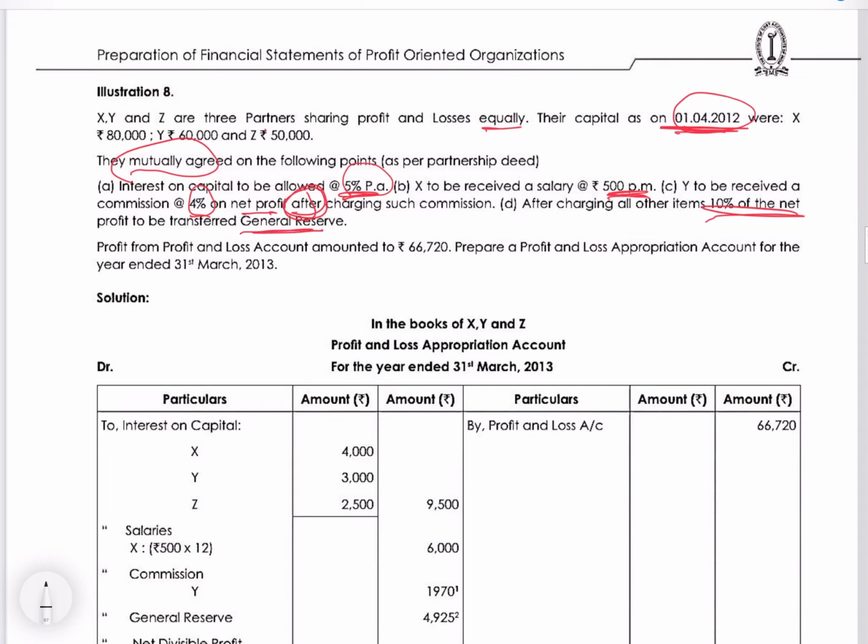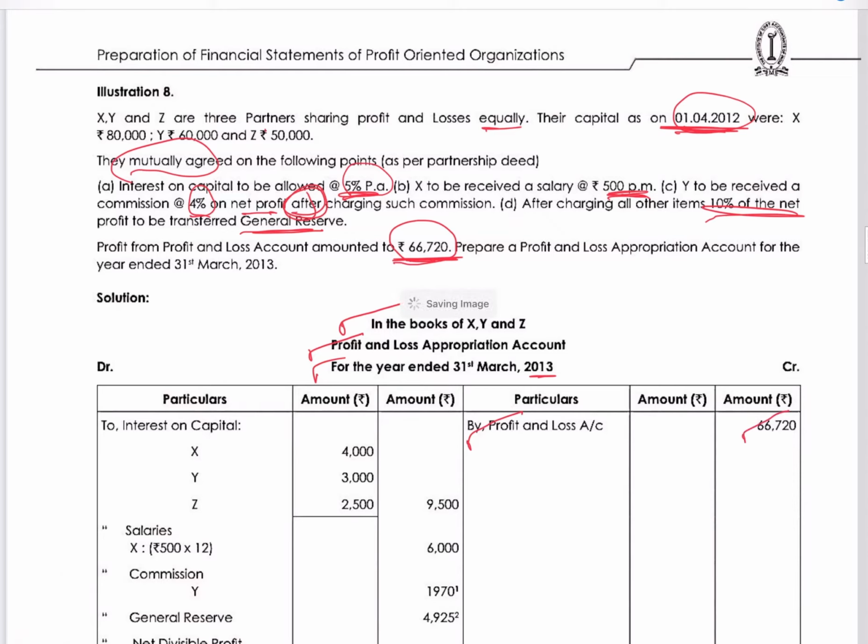Profit from the P&L account amounted to 66,720. Prepare a P&L appropriation account for the year ended 31st March 2013. So we will start in the books of XYZ Limited, P&L appropriation account for the year ended 31st March 2013. First we have to bring the profits from the P&L account to the P&L appropriation account. They have given the profits as 66,720, so we will take by P&L 66,720.